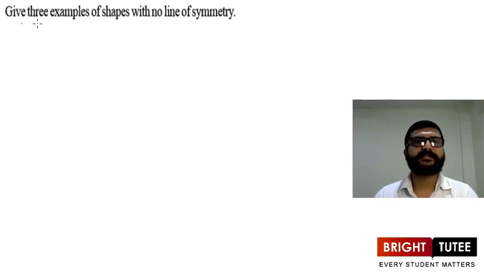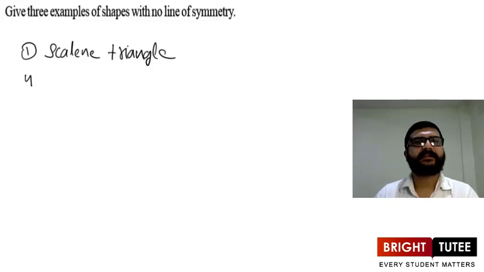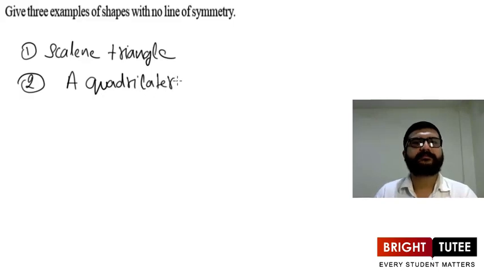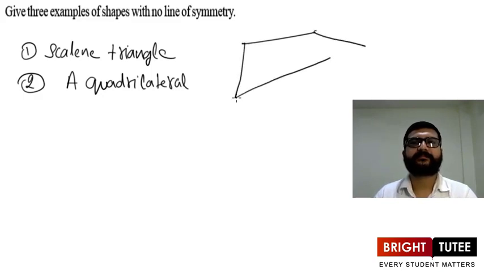Now the question here is, give 3 examples of shapes with no line of symmetry. In the previous examples we have seen one example is the scalene triangle. We have seen that it has no line of symmetry. Then we have seen that any general quadrilateral will not have any line of symmetry. Suppose we have a quadrilateral like this, it will not have any line of symmetry.